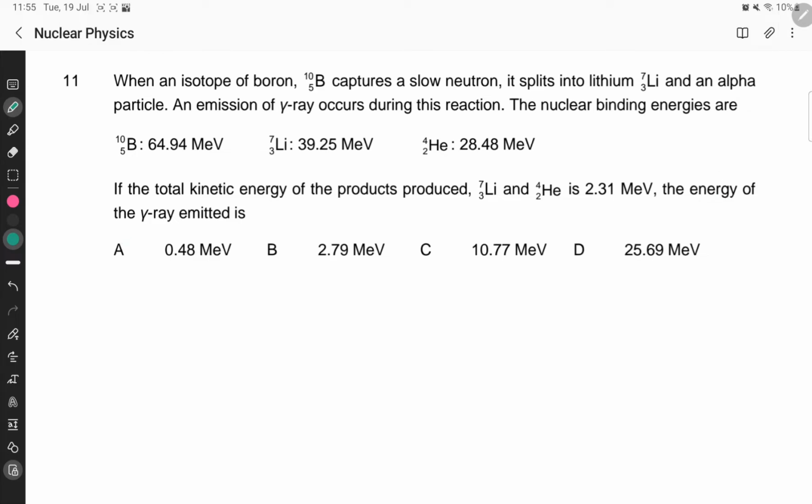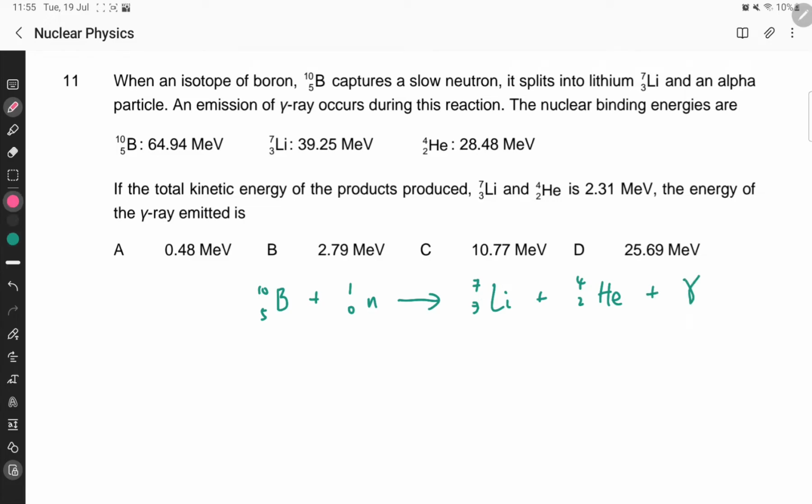So let's write out the equation first before we try to solve. So we have boron-10 (10, 5 B) plus a neutron (1, 0 n) turns into lithium-7 (7, 3 Li) plus helium-4 (4, 2 He). And of course, right here there's a gamma.